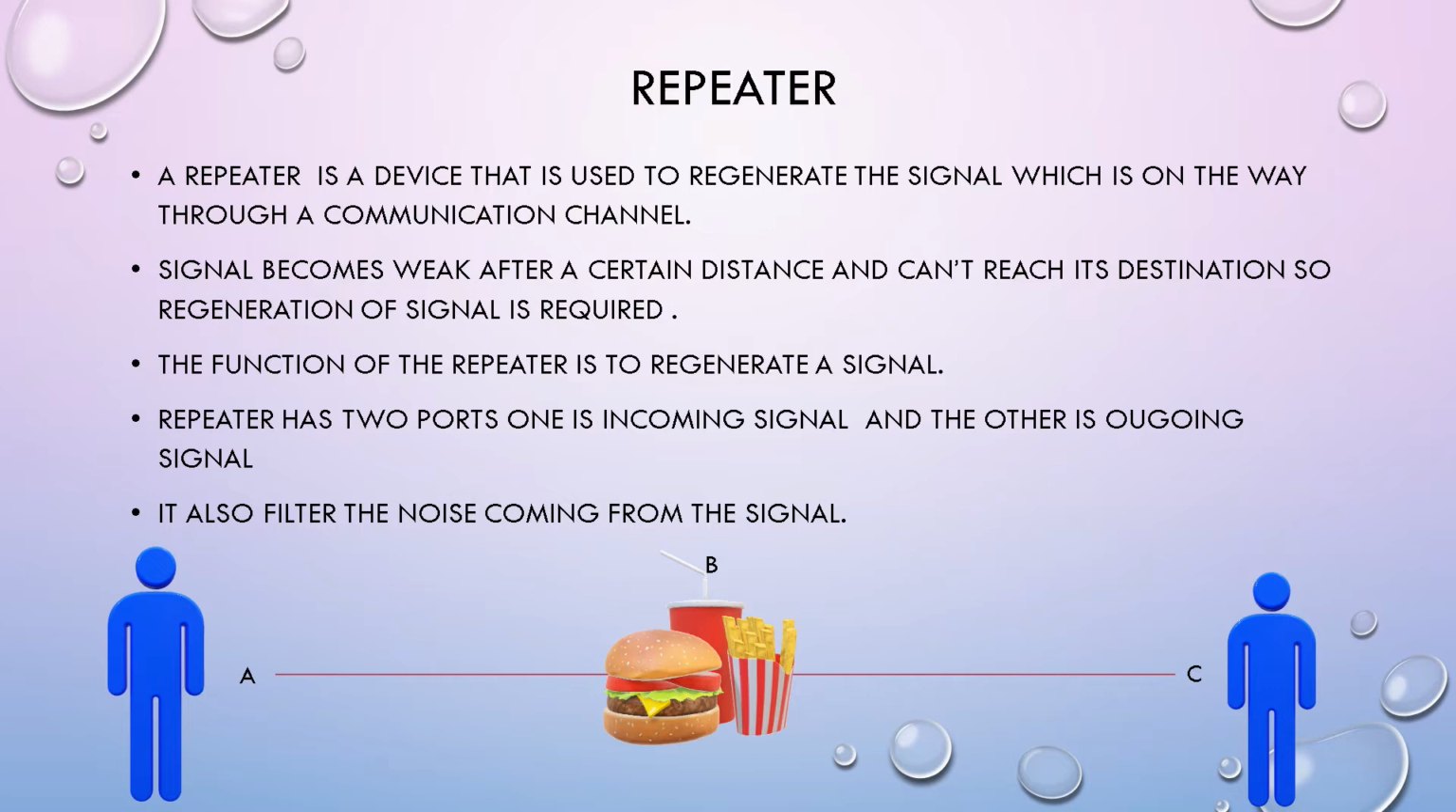Now take the example of your current. What happens if you go near the transformer of the current? This noise is generated. Do you get the same noise while you're at home? No, you never get it. Why? Because the noise has been reduced from the signal. That means it filters the noise. The same is the case with a repeater. With the help of a repeater, the noise coming from the signal is filtered.